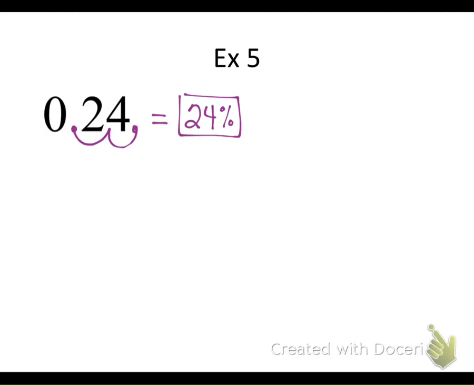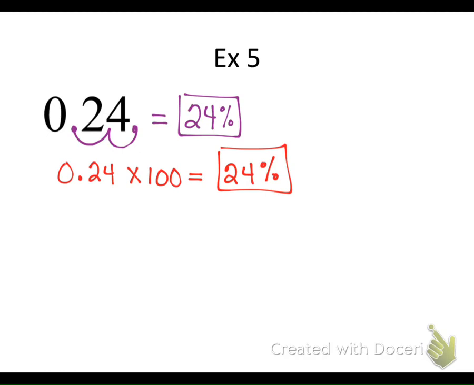The other way to show it, you could just take 0.24. What's the other way to change the decimal to a percent? Multiply by 100. So if you take your calculator and take 0.24 times 100, you're going to get 24. What goes on the back of it? Percent.